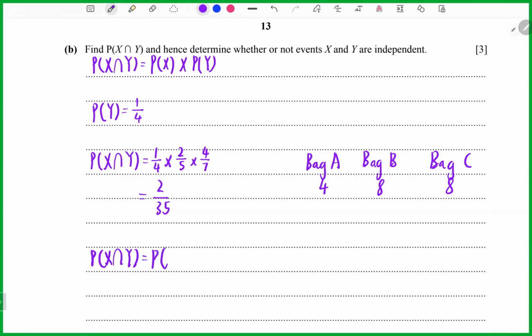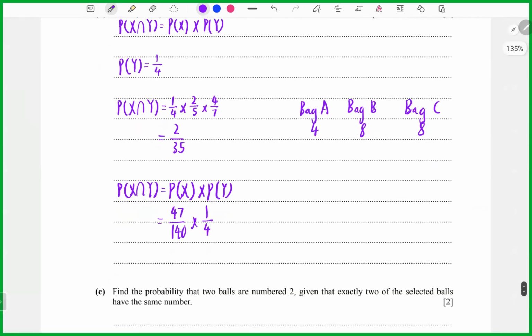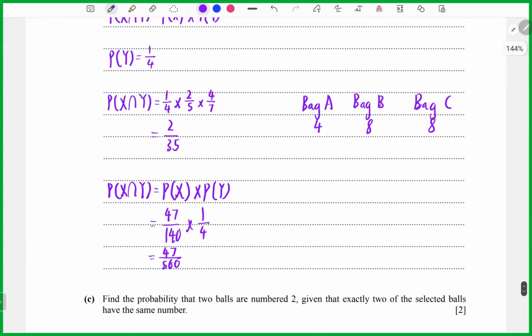Now we try to multiply. Okay, Px multiply Py. So we take 47 over 114 multiply 1 over 4. So you will get 47 over 516. So actually it's not the same, so you can say not independent. So 2 over 35 is not equal to 47 over 516.